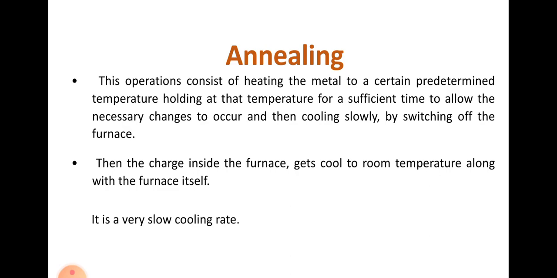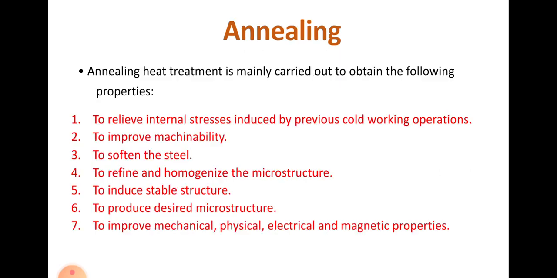The first process of heat treatment is annealing. In annealing, we heat the metal, mainly steel. We heat the steel to the austenite temperature, hold at this temperature for some time, and then cool it in the furnace. It is a very slow cooling rate process.